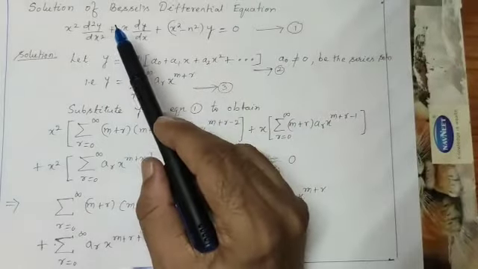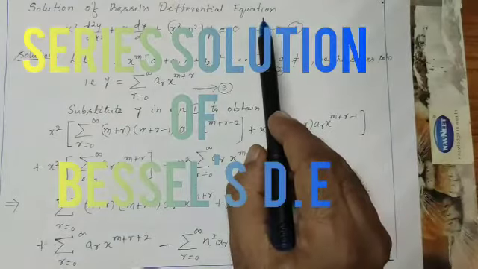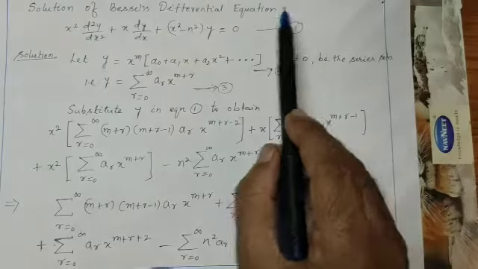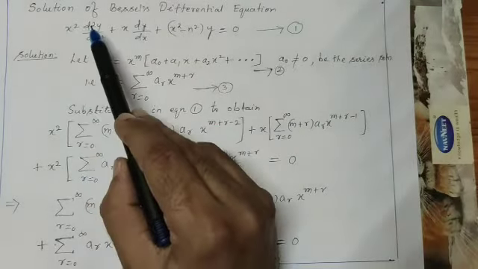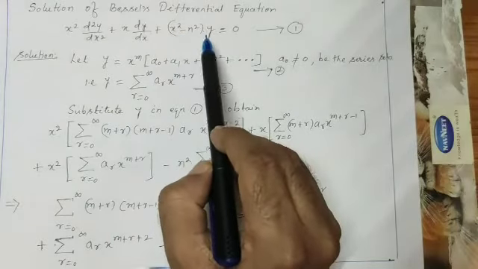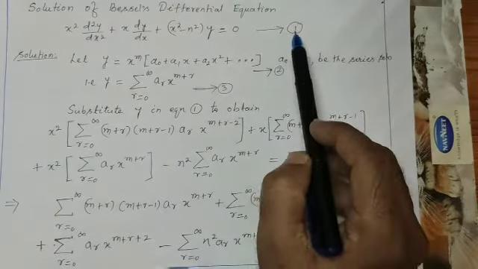Dear students, in this session we will discuss the solution of Bessel's differential equation, which leads us to Bessel's function of first kind. The Bessel's differential equation is given by x square d square y by dx square plus x dy by dx plus (x square minus n square) into y is equal to 0. I will take this as equation number 1.